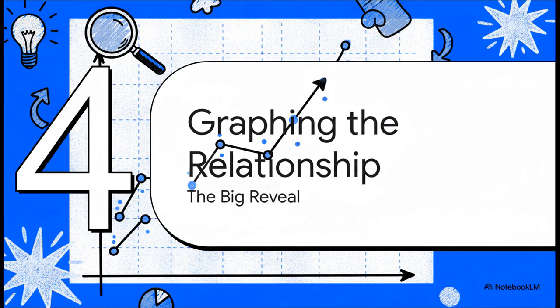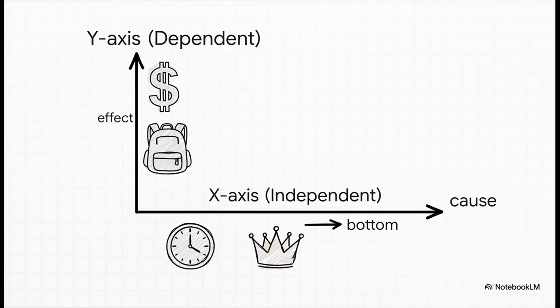Okay, so we've cracked the code, we've identified the relationship. Now it's time for the big reveal. Let's see what this looks like when we graph our findings. Now, before we go any further, you have to remember the golden rule of graphing. The independent variable, that's our cause, it always goes on the horizontal x-axis at the bottom. And the dependent variable, our effect, always goes on the vertical y-axis on the side. You gotta set it up this way to tell the story correctly.